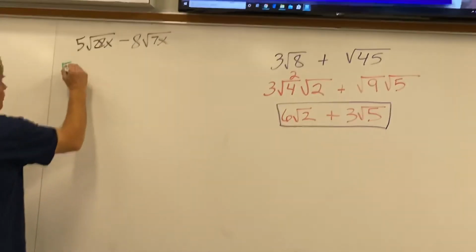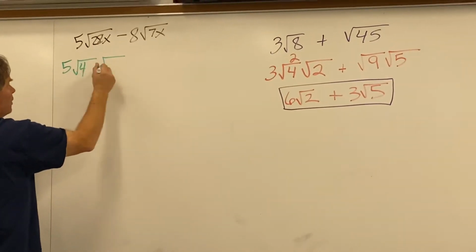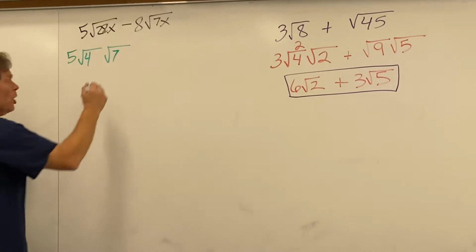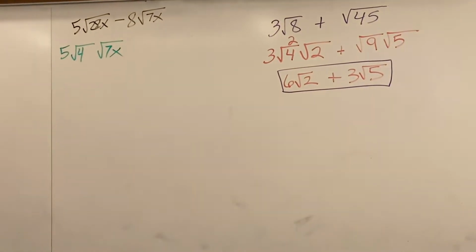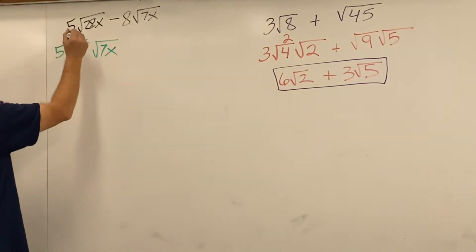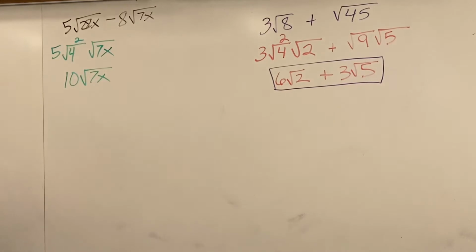5 root pretty, root ugly. What's pretty about 28? 4. What's ugly? 7. What's pretty about x? Not a darn thing. Flat out ugly. Okay, square root of 4 is 2. So 5 times 2 is 10 root 7x.